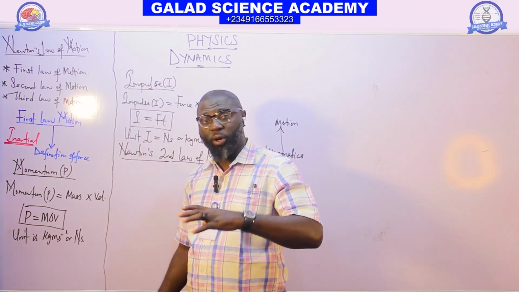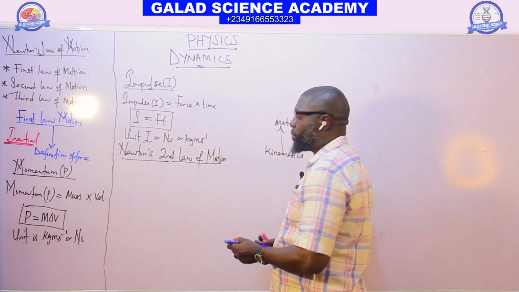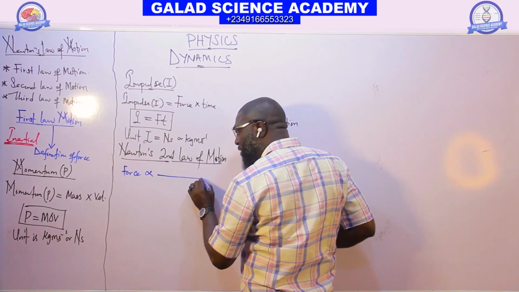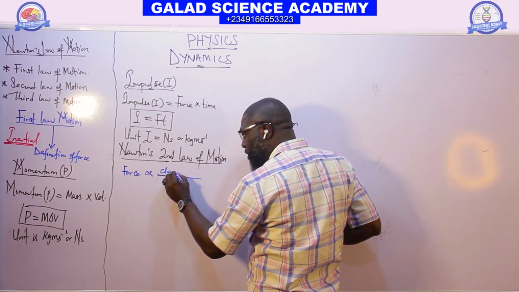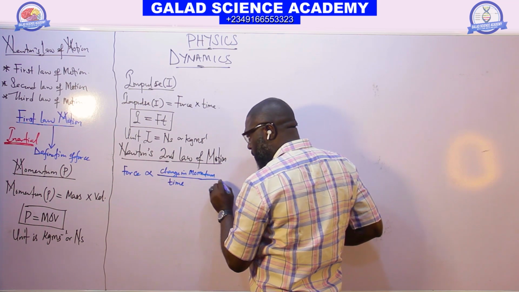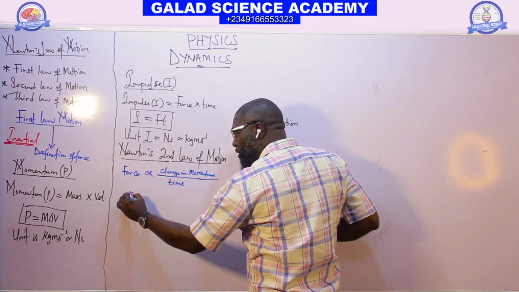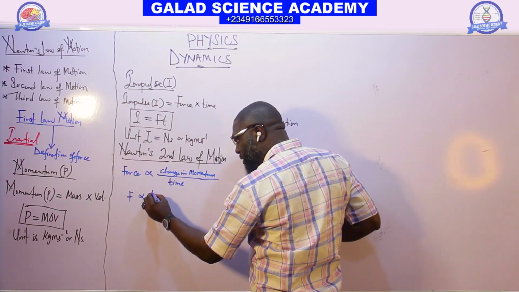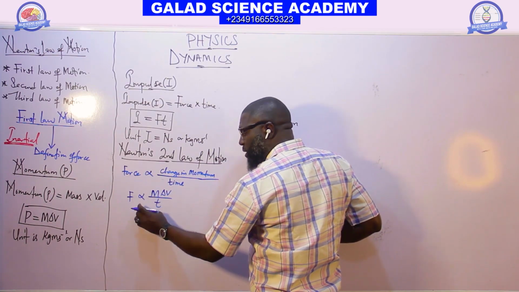The force that you apply to the body must be proportional to the rate of change in momentum of the body. You can write it in this form: force is proportional to change in momentum over time, since the word rate means over time. The change in momentum will be mass times change in velocity over t, so F is proportional to m change in v over t.